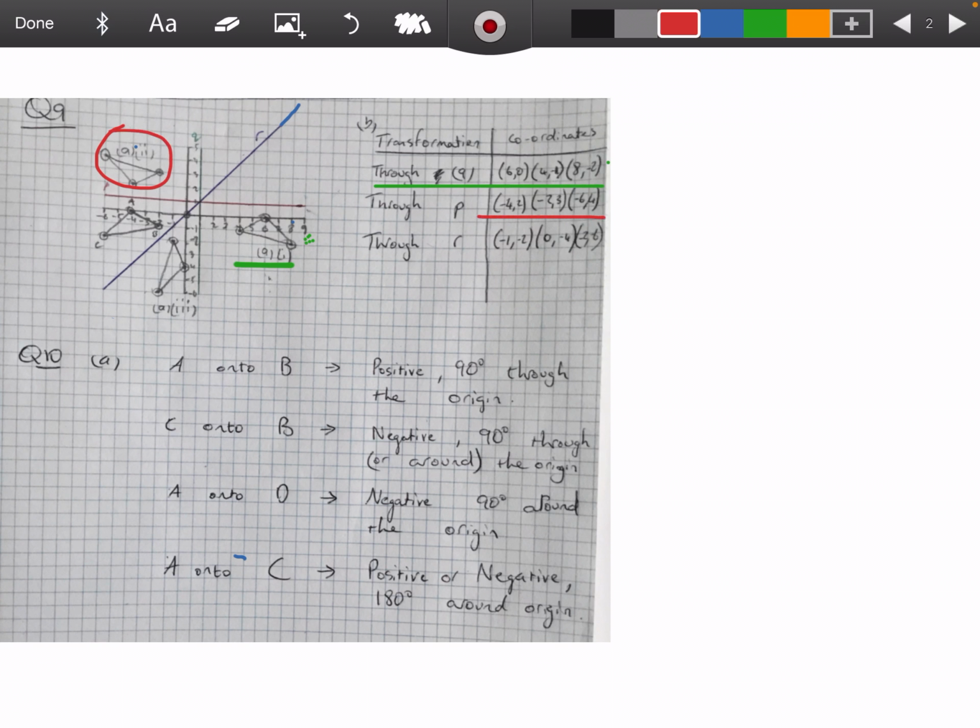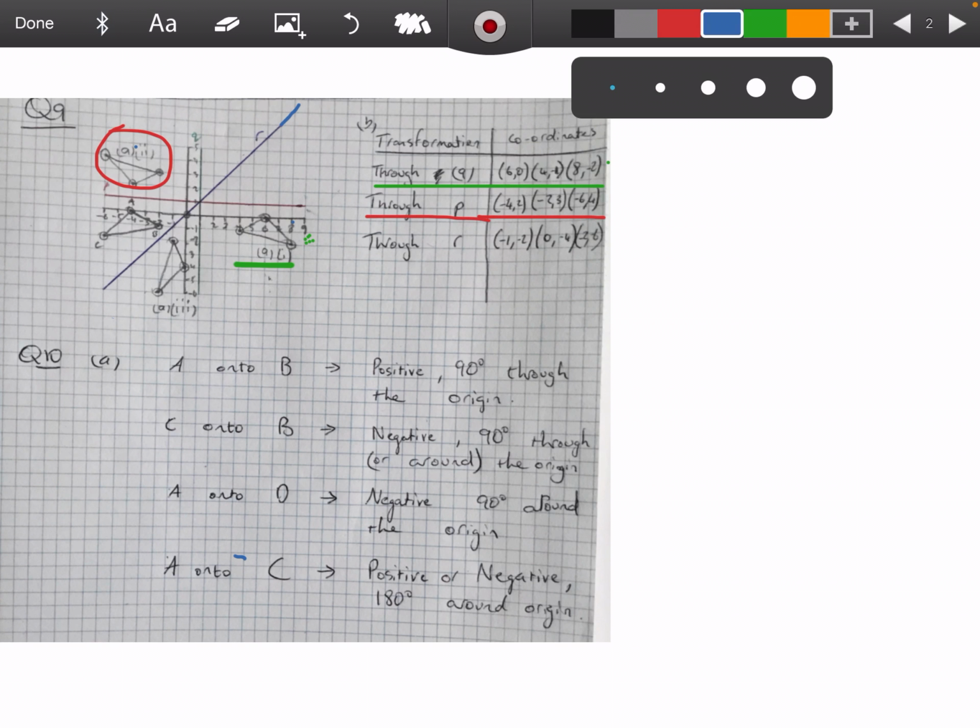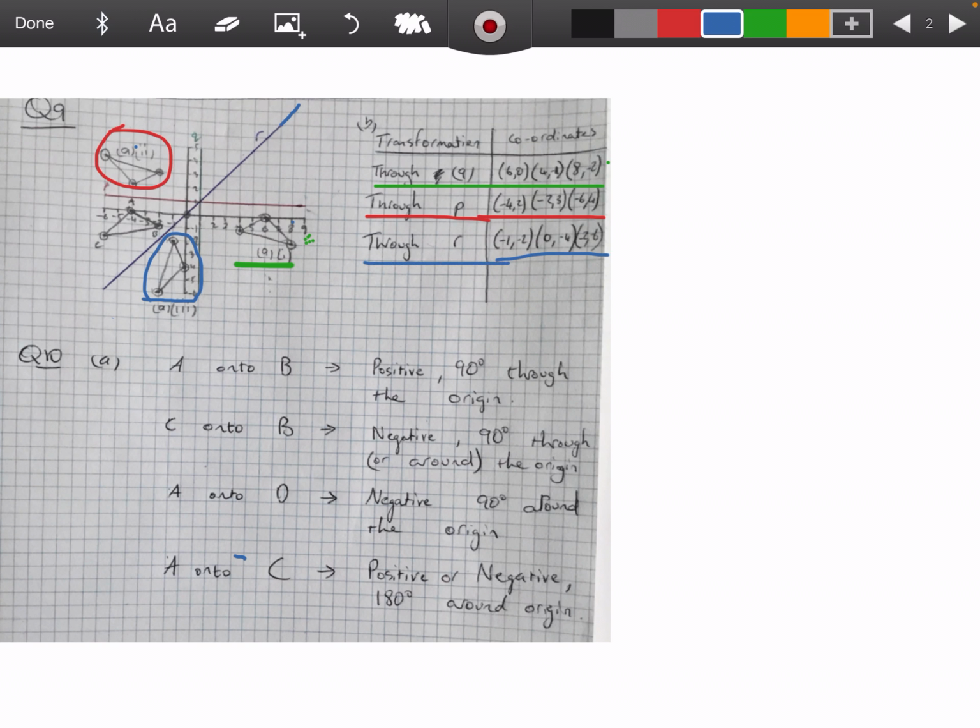I didn't put them in any specific order, I just wrote them down whatever way I could find them easiest. And then finally our third triangle and the coordinates of the 3 points there. So that's all that was expected of you for the second half of that question.